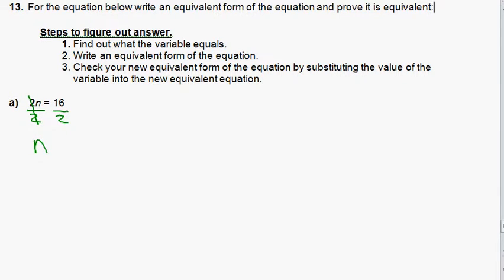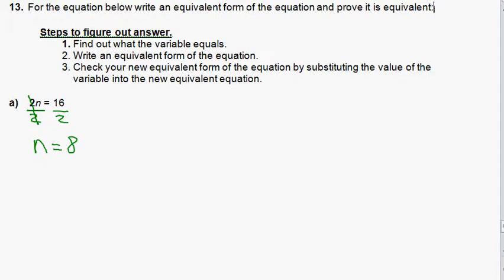1n and n are the same thing. We usually don't write the 1 beside the n. And that equals 16 divided by 2, and that's 8. So we know now that 1n equals 8, or n equals 8.